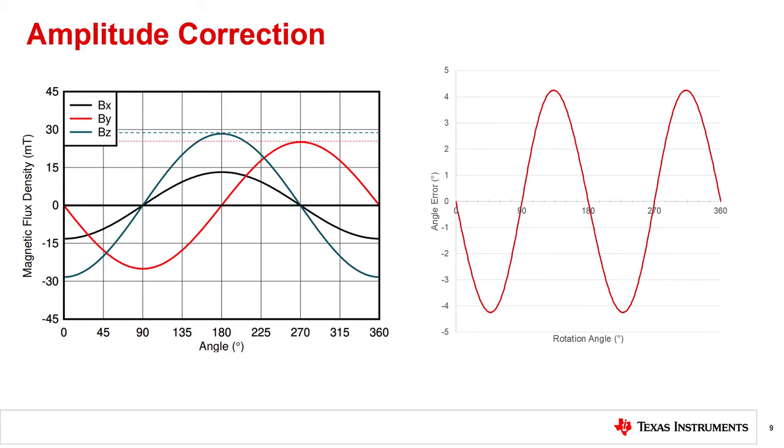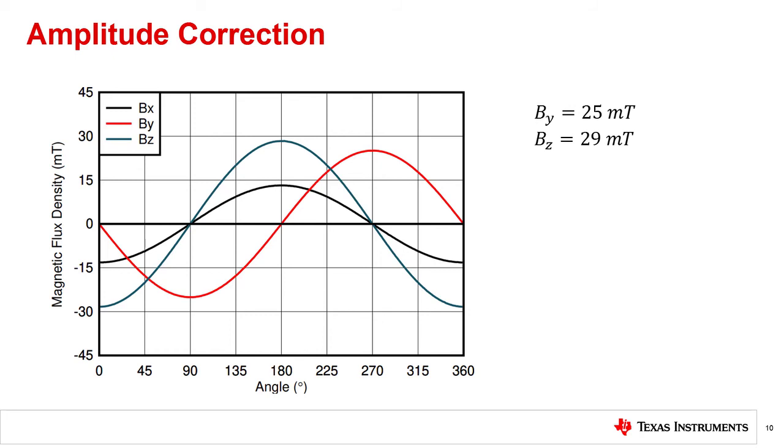Here, our peak amplitude difference of about 4 millitesla between BY and BZ results with a worst-case angle error of over 4 degrees. In order to achieve the highest angle precision, it is necessary to normalize the two vectors to each other. This may be done by applying an attenuation factor to the larger of the two signals, which is BZ in this case, in order to reduce it to match the other component.